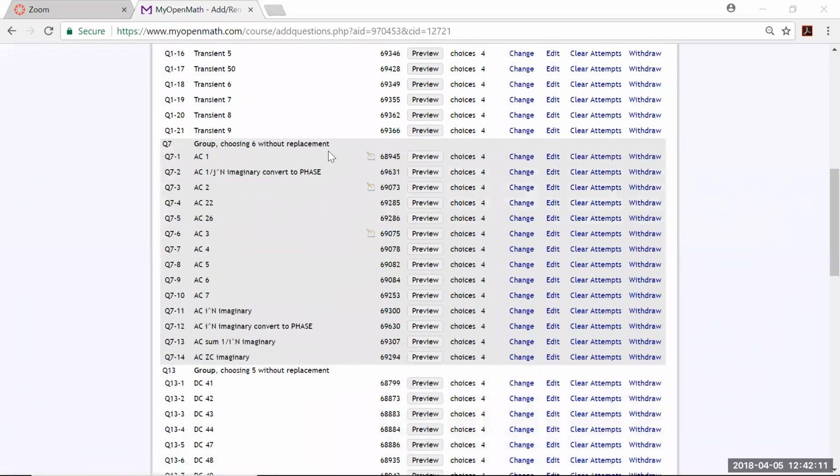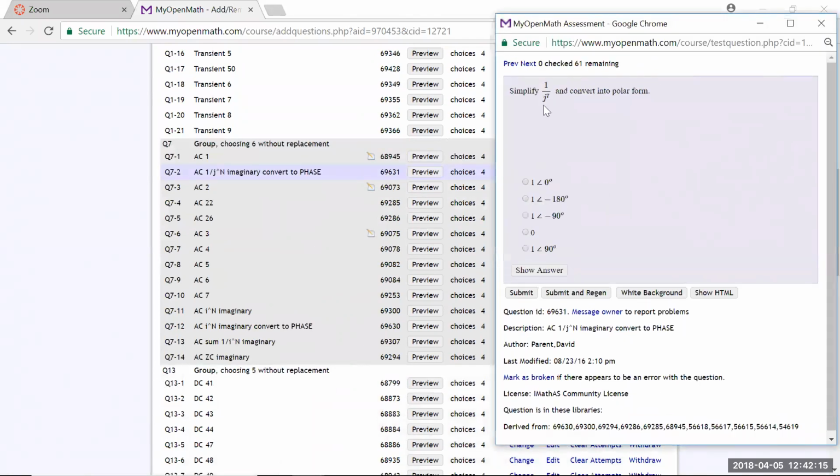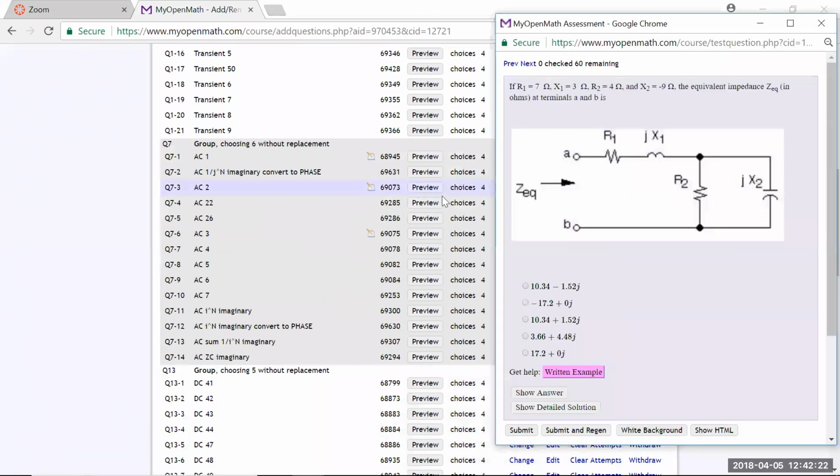So these are all in the AC. That's the first one. Then converting this to polar, you have different things that you have to sum.